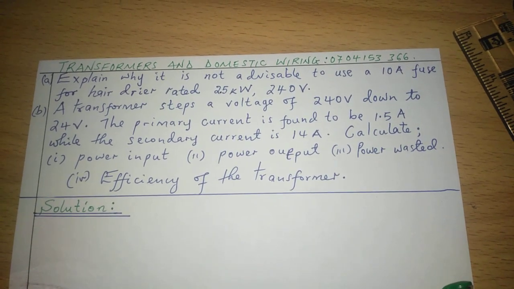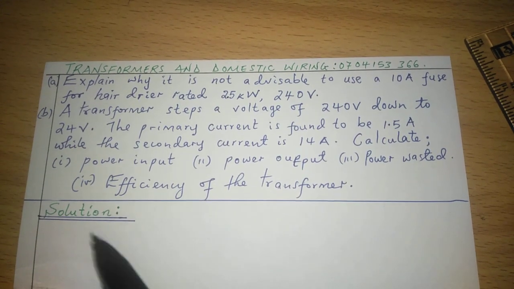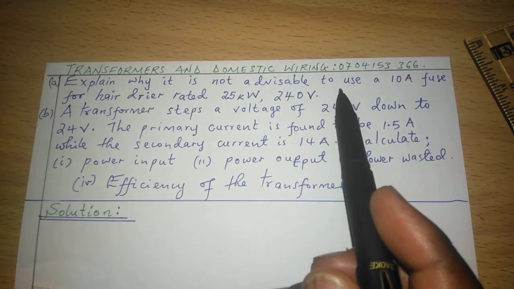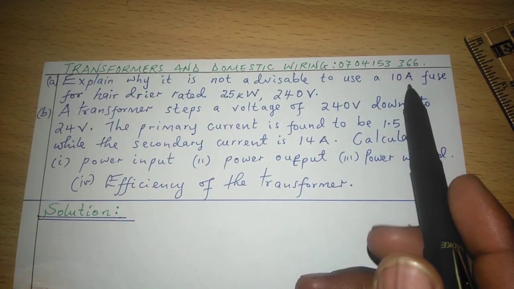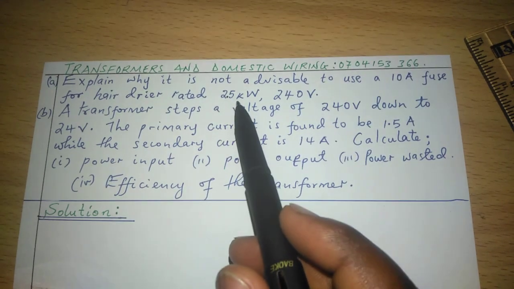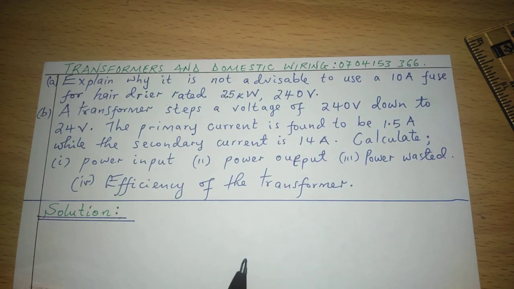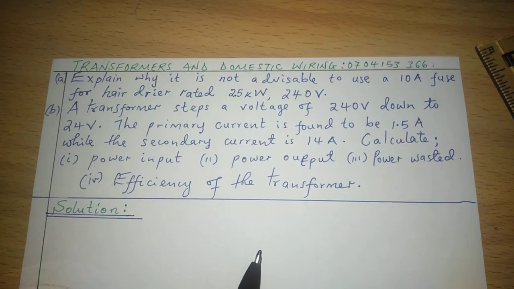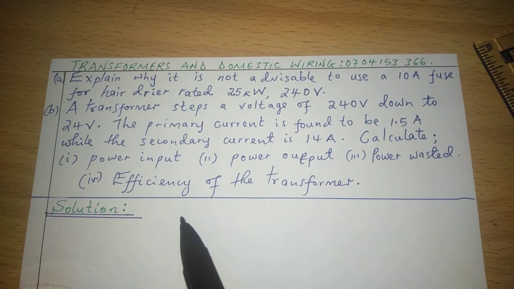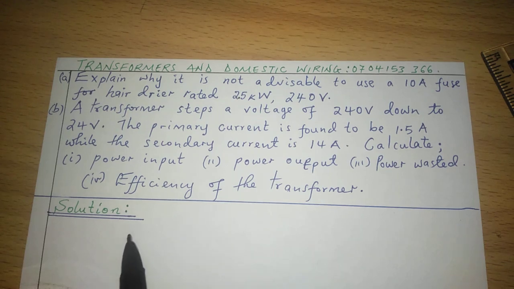We're going to look at domestic wiring, whereby we are told to explain why it is not advisable to use a 10 amperes fuse for an air dryer rated 2.5 kilowatts, 240 volts. Because we're given the power rating and the voltage at which this dryer operates, we can calculate the current it draws from the mains.